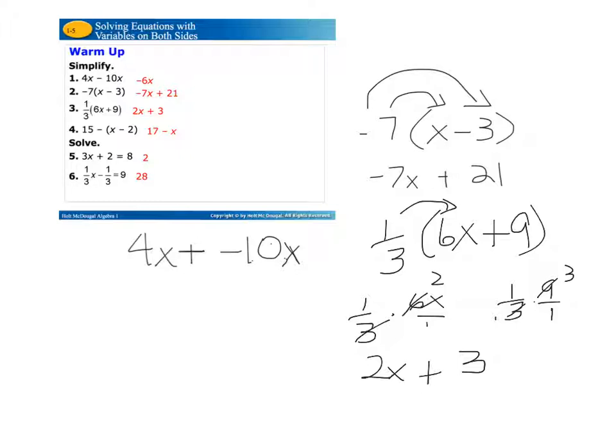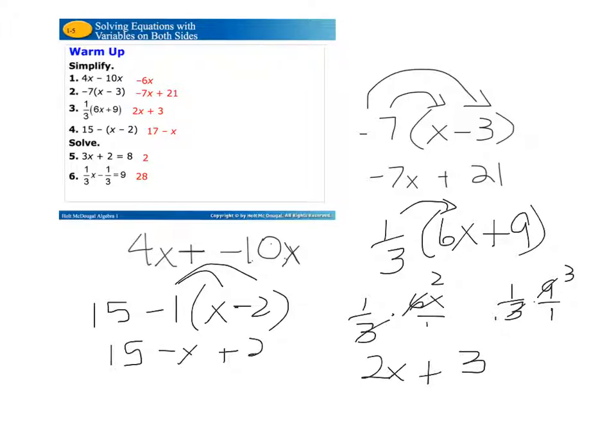On number 4, be careful with that negative sign there, or that subtraction sign. Let's pretend like there's a 1 here. We're going to add it in. It's assumed to be there. And now you're going to distribute a negative 1 to the x and to the negative 2. So 15 minus x and then plus 2. And then I can group my like terms, the 15 and the 2, and that's how they got 17 minus x. Good on that? And then 5 and 6 are just a review of last night.